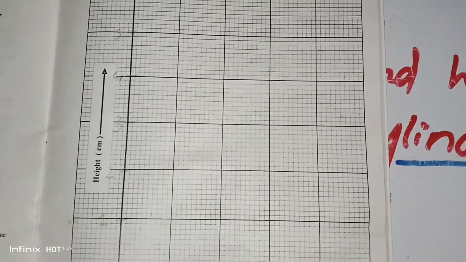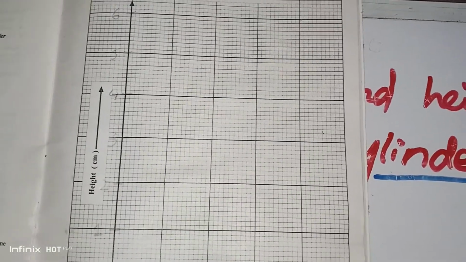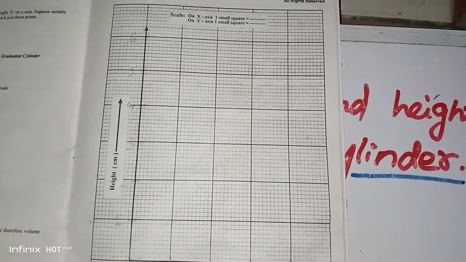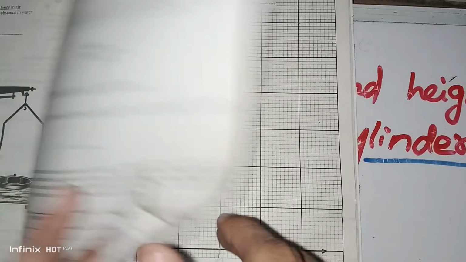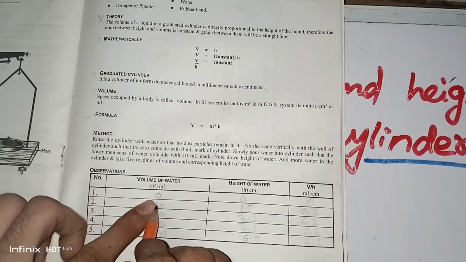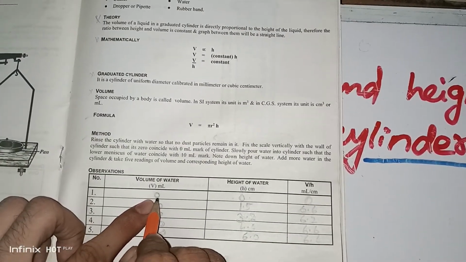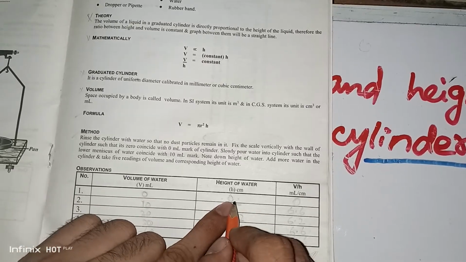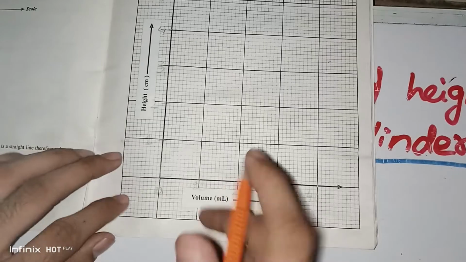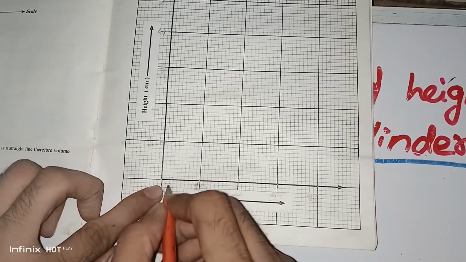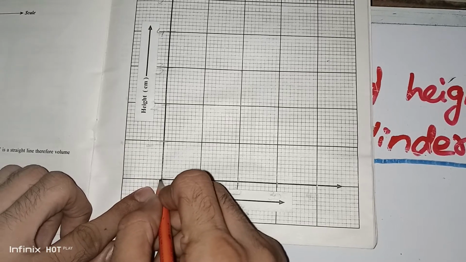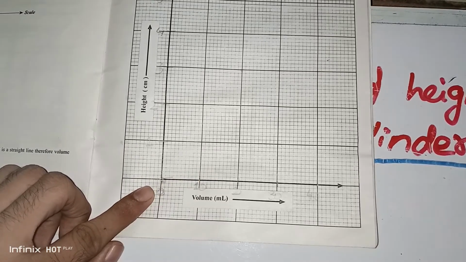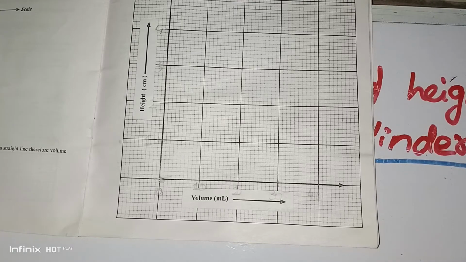Right, now move ahead and we will plot points between volume of water and height of water. Our first point is 0 volume of water, where our height is 0. So we will plot a point here: at 0 volume of water, the height of water is also 0. Okay, now the next point.